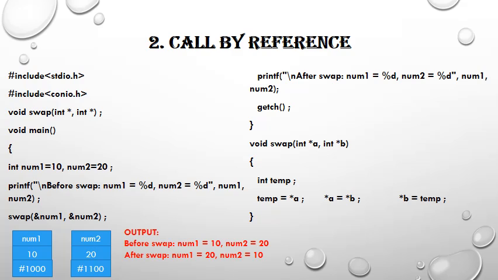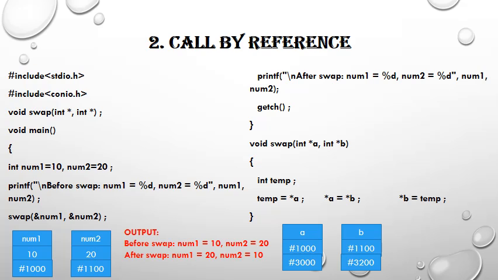num1 num2ல என்ன இருக்கு? Values 10 and 20 at locations 1000 and 1100 respectively. Right? These are the values before the swapping. So swap function call பண்ணும்போது என்ன ஆகும் அப்படின்னா a and b variables get the addresses of num1 and num2. Right? a and b எங்க ஸ்டோர் ஆகியிருக்கு? address 3000, address 3200ல ஸ்டோர் ஆகியிருக்கு.